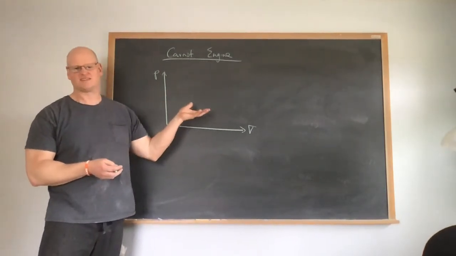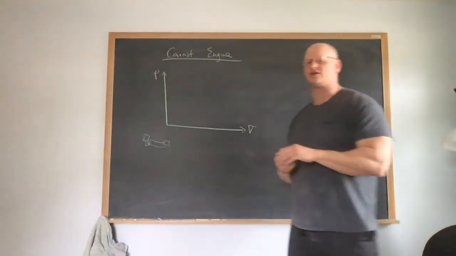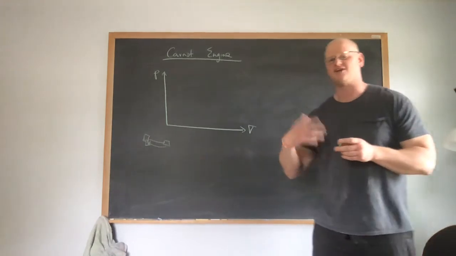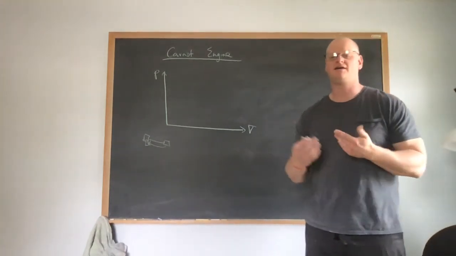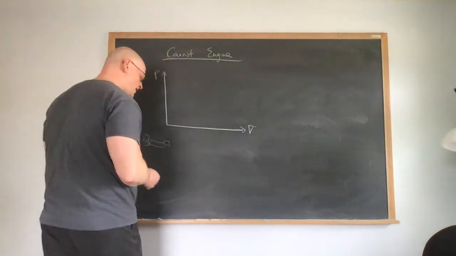So again, that's what makes this thing basically theoretical, because I can never actually build an engine which has zero friction and doesn't lose something somewhere and become an irreversible process. So good. So what does this thing do?